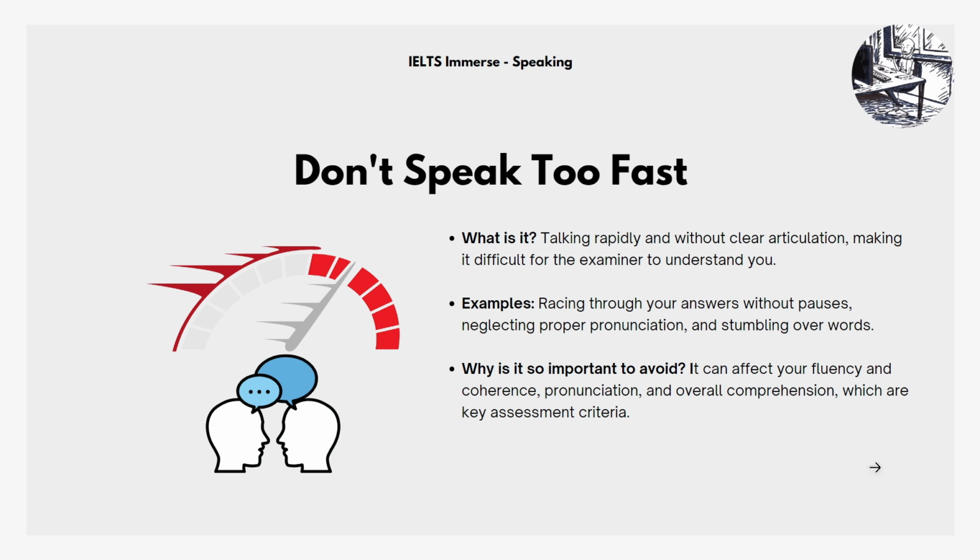You may be on the opposite side, but we'll talk about that later. Talking rapidly will impede your articulation and the comprehension from the examiner. It would certainly neglect your pronunciation, and you will stumble over words, and the examiner may struggle to understand you and therefore will grade you lower in your speaking exam.